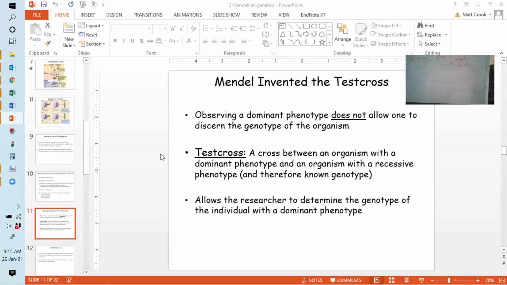So what do we have to cross that individual to be able to see a recessive phenotype, to be able to figure out whether or not we have a recessive allele? You would cross it with a recessive.